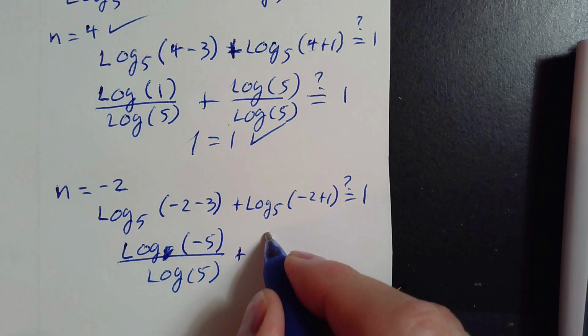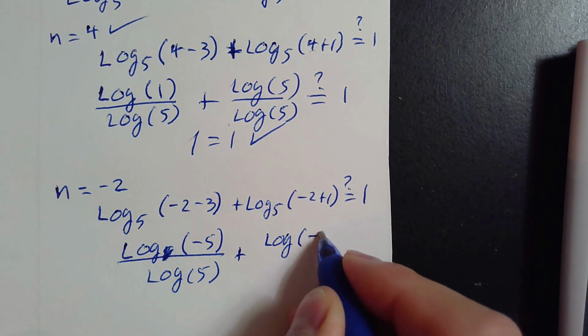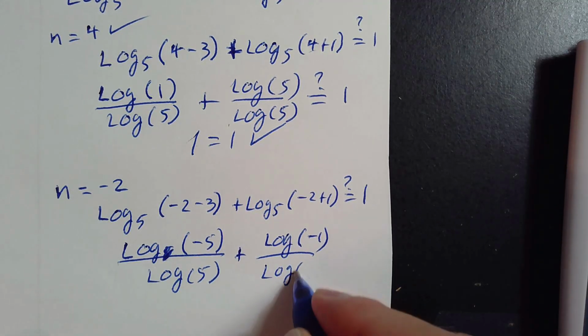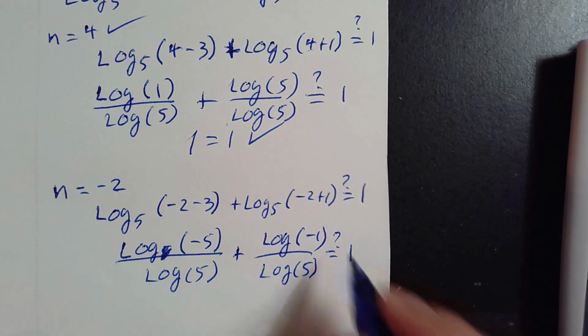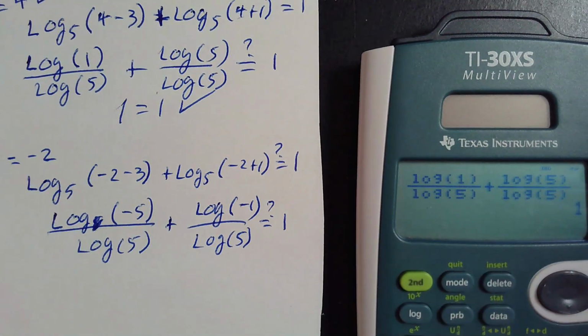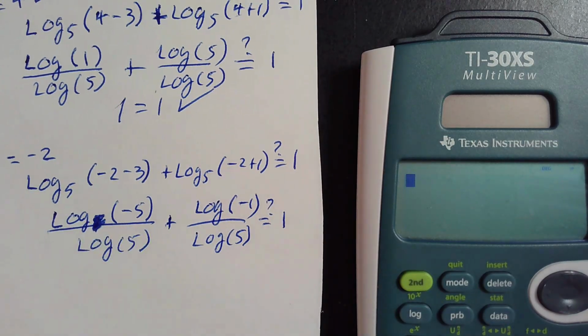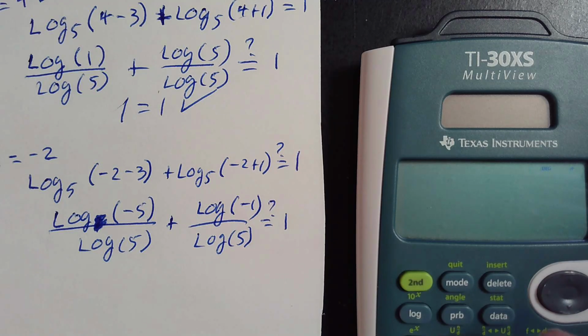And you can see what's going to happen if we plug this whole thing in here. So I'm going to throw it in my calculator. And there's not supposed to be anything written there. That's supposed to be common log. So I'm going to do my fraction key. Put my -5. Do my log, common log again, over 5. I'm going to do plus my fraction key, common log of -1 over common log of 5.